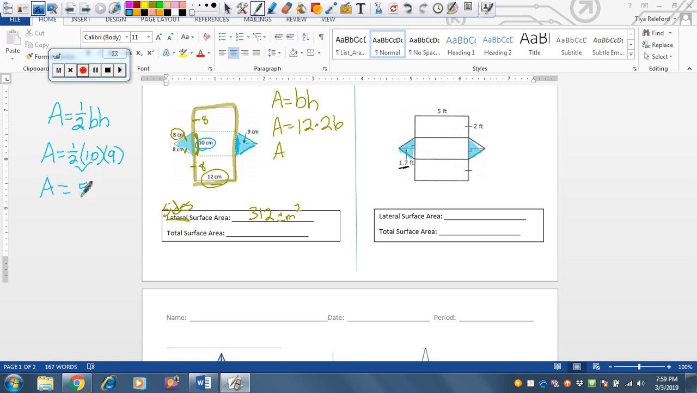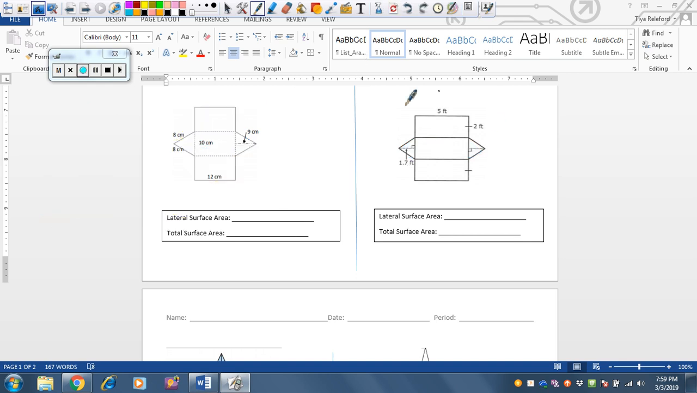1/2 times 10 is 5. And 5 times 9 is 45. Now that means this triangle is 45 and this triangle is 45. So you are going to have to add all of those together to get the total. And of course it's centimeters squared.